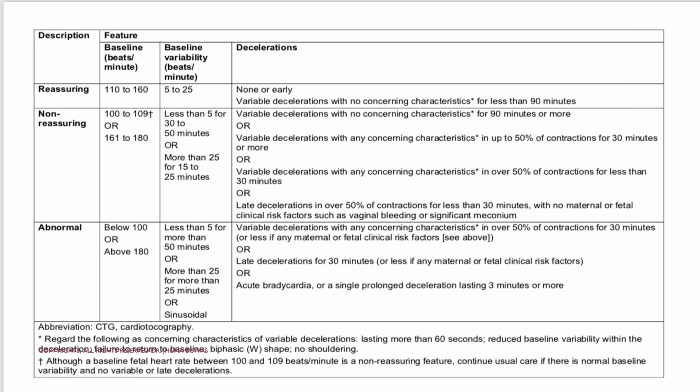Non-reassuring: if you see any variable deceleration without concerning features for more than 90 minutes; with concerning features, if you see up to 50% of the contractions for 30 minutes or more, or if it is coming more frequently, that means over 50% of the contractions, less than 30 minutes, that is non-reassuring. In case of reassuring, if you see there's no deceleration or early deceleration or variable deceleration with no concerning characteristic, less than 90 minutes, that is also reassuring.